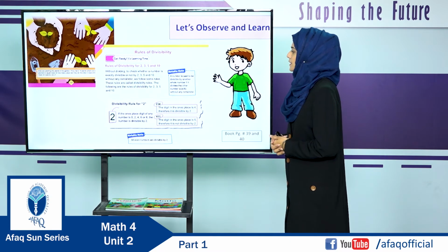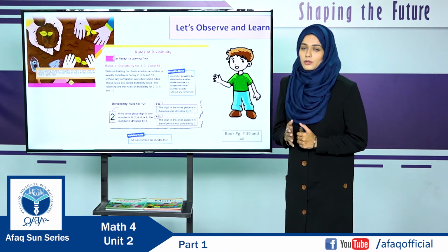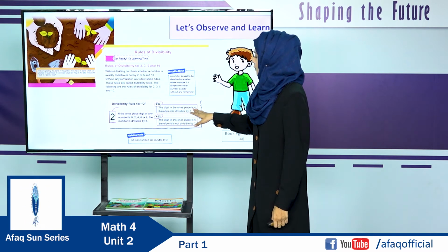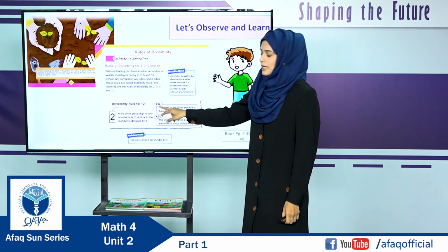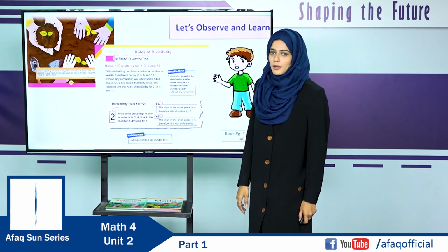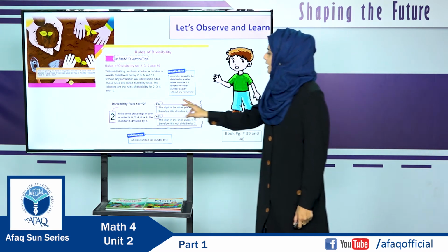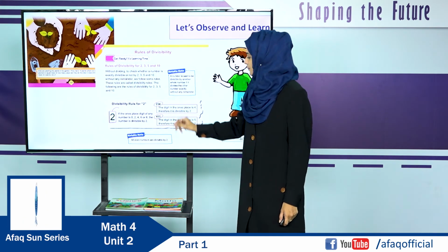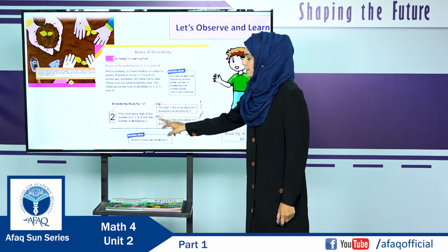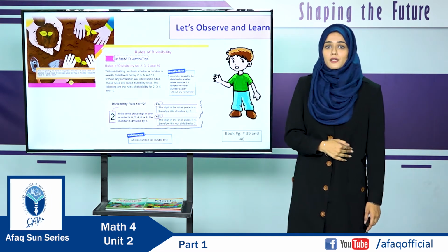A number is said to be divisible by another whole number if it divides the other number exactly without a remainder. Okay, the digit in the ones place of 234 is 4. Therefore, it is divisible by 2 because you know that 2 times 2 is equal to 4. That's why this number is divisible by 2. Let's see the other number, 455. The digit in the ones place is 5. So, I think it's not divisible by 2 because 5 is not a multiple of 2.